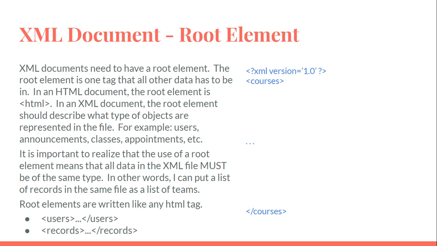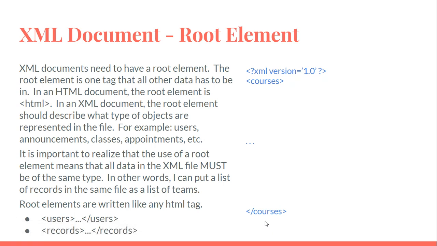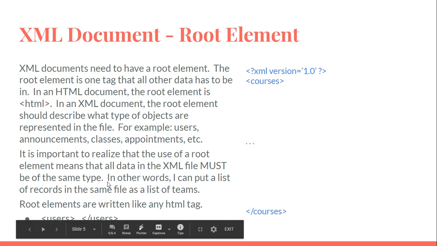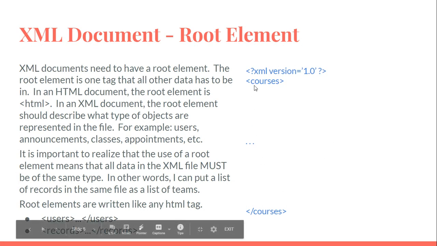It's important to realize that all the data in an XML file must be of the same type. I can't have two root elements. Once this courses element ends, I can't put something else down here that's called users. That would have to be in a totally separate document. Root elements are written like any HTML tag, so I can do users. You can see over here, I've got courses or records or whatever you want them to be. So this is the beginning of my XML document. It's got the XML declaration, and then it's got my root element, and then whatever goes inside, and that's what we'll be talking about next.